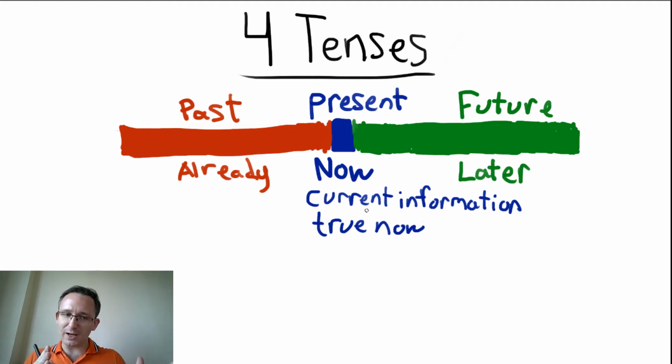Not really a time. We call it present simple, but it's not really a time. It's just information, something that is true. So let's look at some examples.